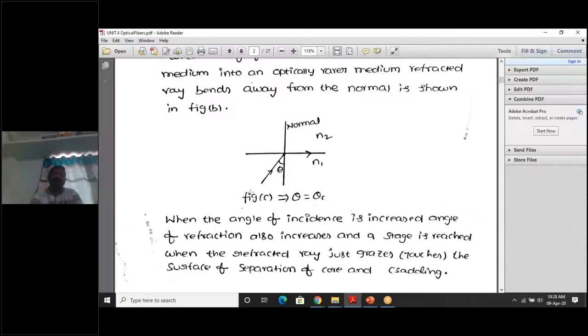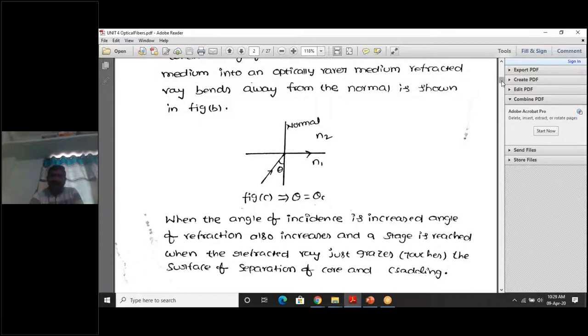If the angle of incidence theta, here my light ray is incident in the denser medium whose refractive index is n1, and incident into the second medium, the rarer medium of refractive index n2. If I launch this light ray in such a way that theta, the angle of incidence, which means the angle between the incident light ray and the normal, equals the critical angle, then this light ray undergoes refraction along the boundary line between the denser medium and the rarer medium, or the angle of refraction is equal to 90 degrees. This particular angle of incidence is called the critical angle.